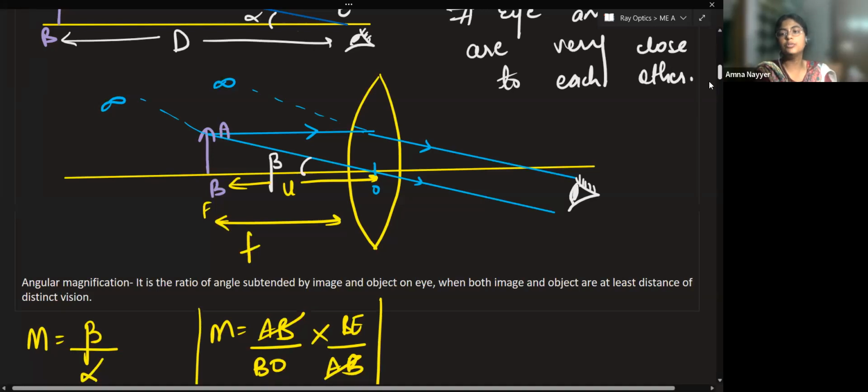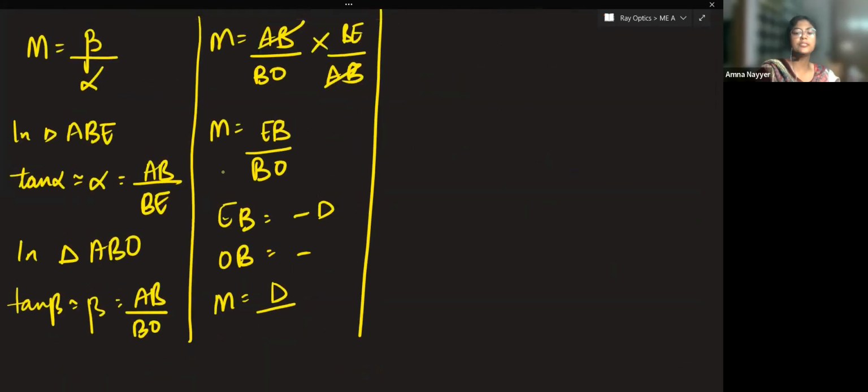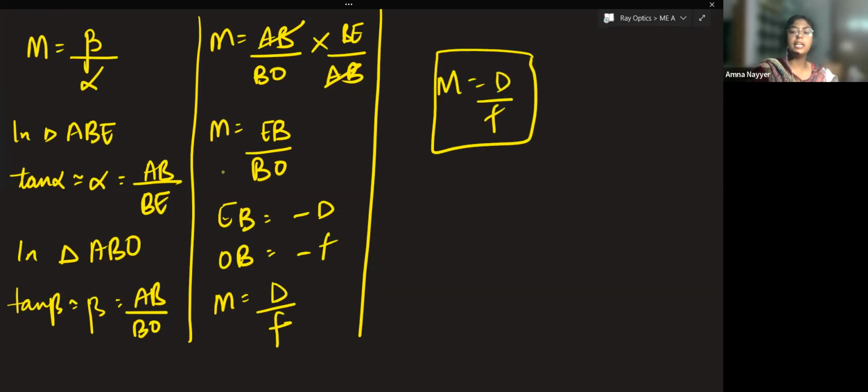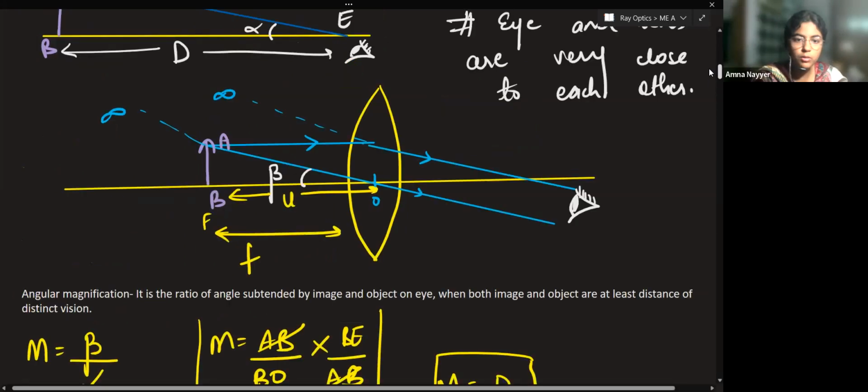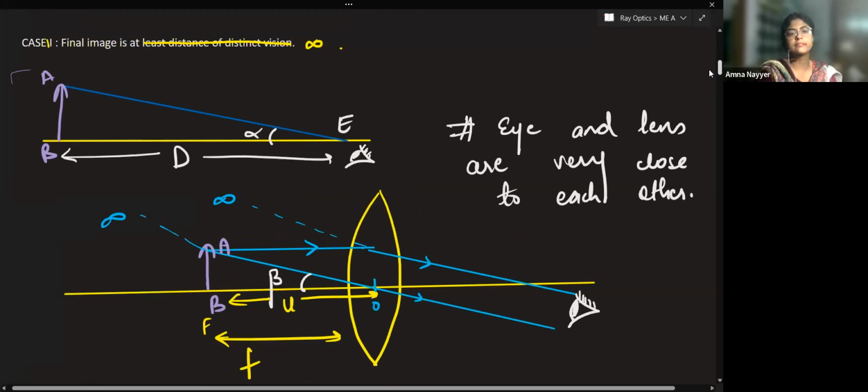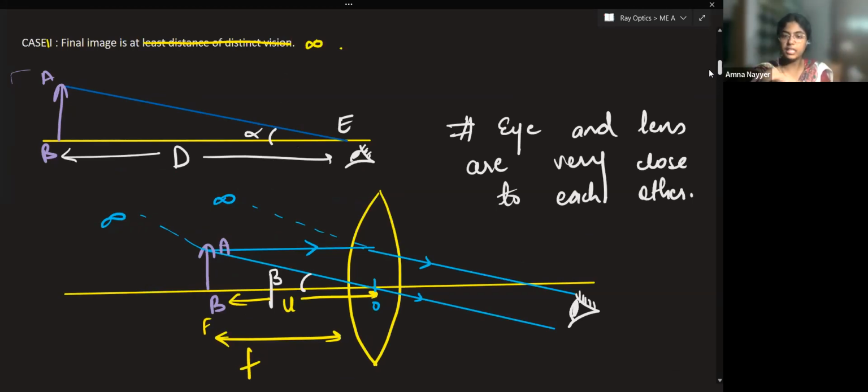So instead, you will be using F. So this becomes minus F. This becomes F. Formula becomes D by F only. In case of least distance of distinct vision, you have D by F plus 1. Here in infinity, you just have D by F. Quickly note it down, then we'll do a numerical on this. Make it like this. Case 2, final image is formed at infinity. Repeat it because in your notes, you should have it written.